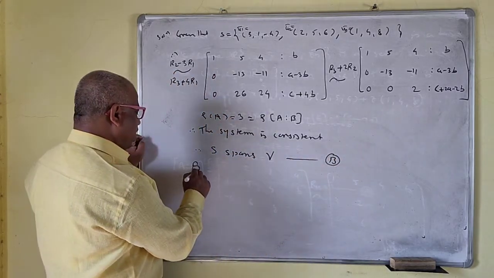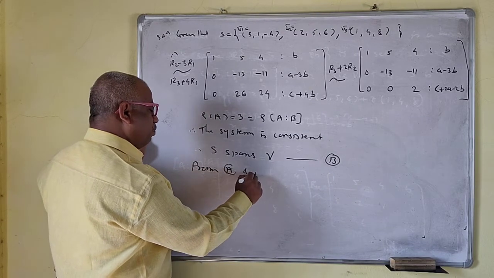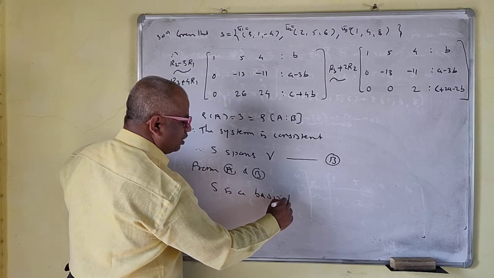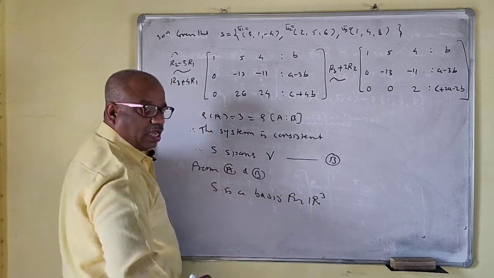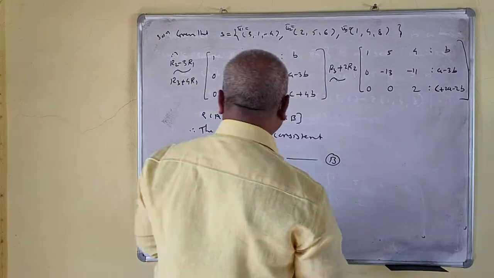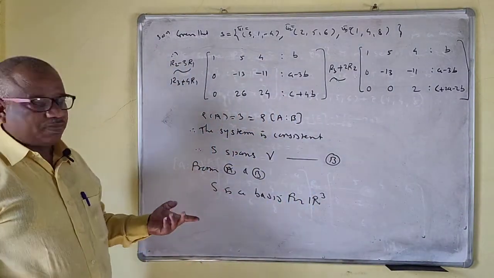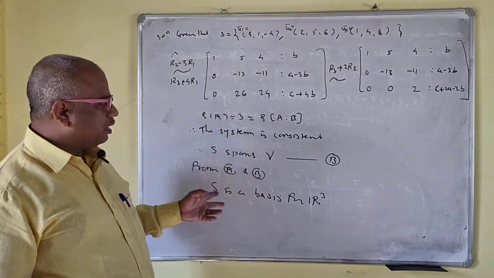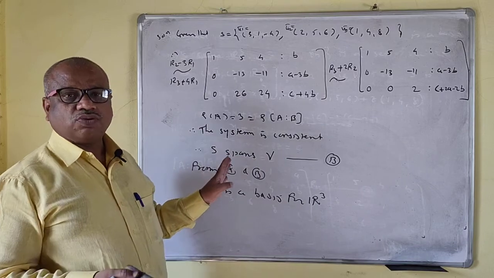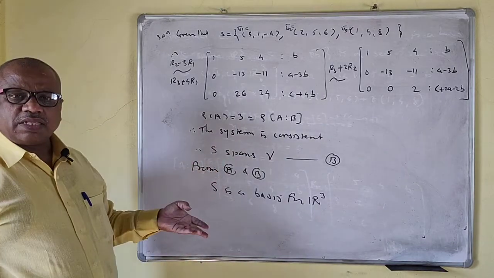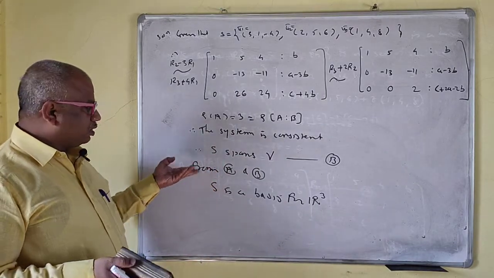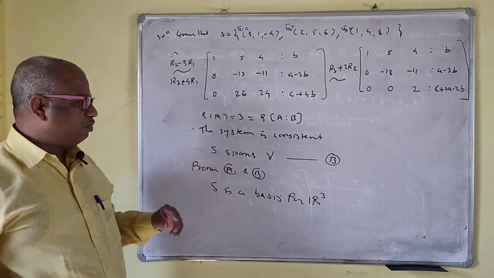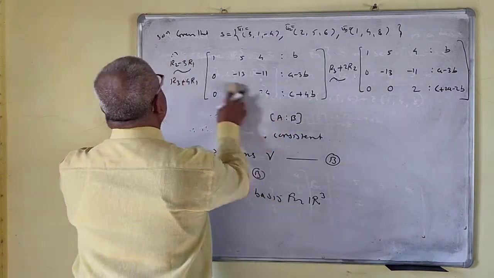So from A and B, S is a basis for R3. No need to find the values of x, y, z in terms of a, b, c. Actually x, y, z exist in terms of a, b, c, but we want to judge only whether it spans V or not. That means the system has a solution. If the system is consistent, then it spans V. No need to solve this system.